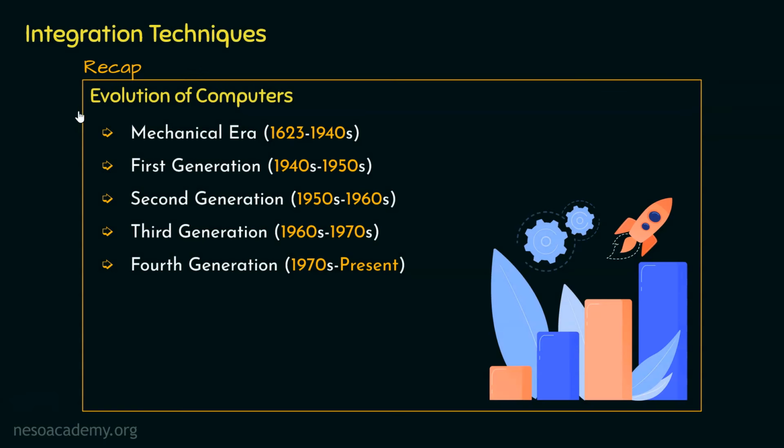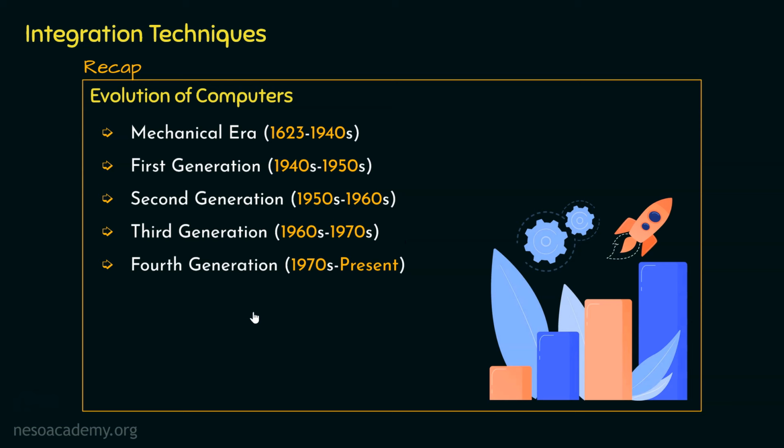Now, before diving straight into the integration techniques, let's recap a bit. In the evolution of computers, at first comes the mechanical era. Computers in this era used to be built using mechanical parts. Coming to the first generation, during that period, vacuum tubes came into the picture. And the computers of the first generation used vacuum tubes as basic building blocks. Then came the second generation of computers. Transistors replaced the vacuum tubes used in the first generation computers. And then began the third generation, where the advent of integrated circuits came into the picture.